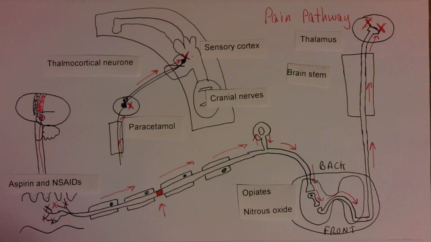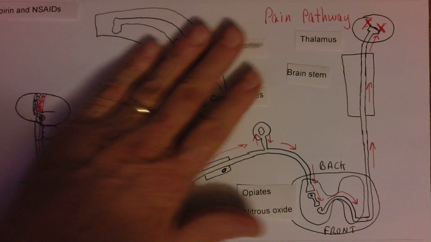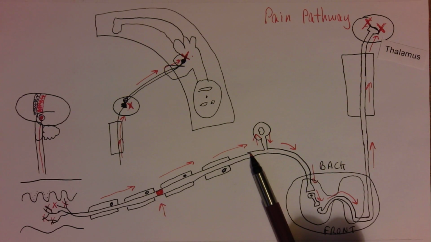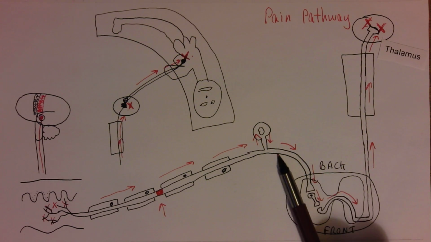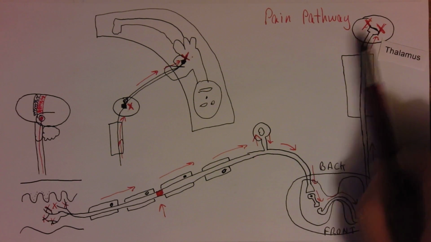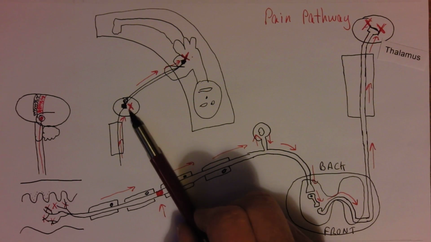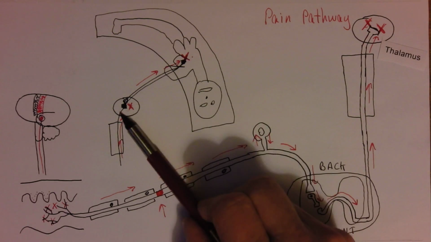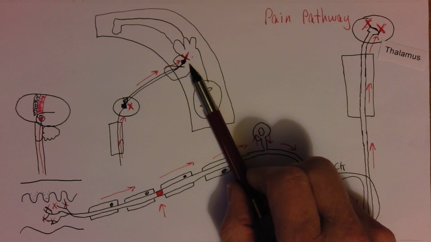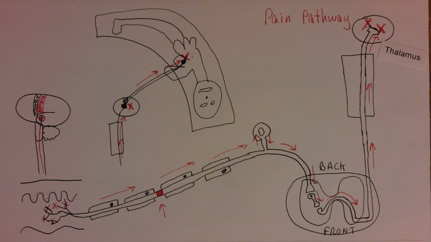So remember the basics of the pain pathway. Pain generated in the nociceptors, dendrite of the sensory neuron, cell body of the sensory neuron, axon of the sensory neuron, synapse with relay neuron, ascending neuron, up the spinothalamic tract to the thalamus. Pain is generated in the thalamus, but the pain can only be localized in part of the body via this thalamocortical neuron, telling us where the pain is.